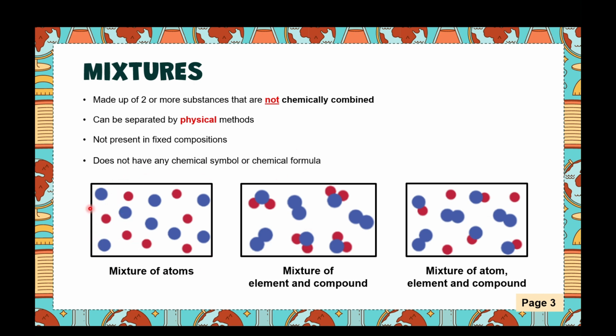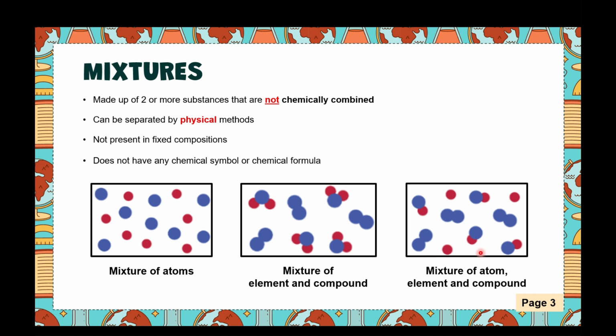So for example, in the first diagram, we are talking about a mixture of atoms. As you can see, the blue and red circles are presented individually. In the second diagram, right, it shows a mixture of element and compound. So the element in this case is, let's say, the blue circles that are existing in pairs. Whereas the compound, on the other hand, shows us that the red and the blue circle are chemically combined. And with that, this whole diagram is a mixture because the blue circles and the red and blue compounds are not chemically combined, and hence it is a mixture.